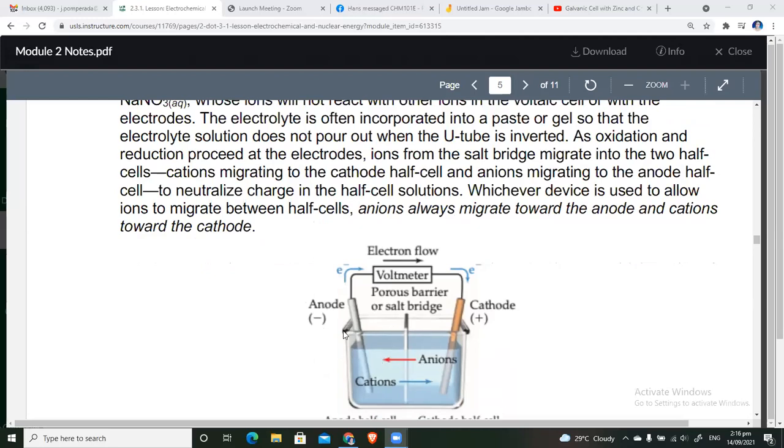So actually, you could see here, where are the anions? There is an excess of anions in the right side. So they have to be transferred to the anode. You could see here, anions always migrate towards the anode, and cations migrate towards the cathode. In terms of electrons class, where is the electron coming from in the first place? Where do the electrons come from?